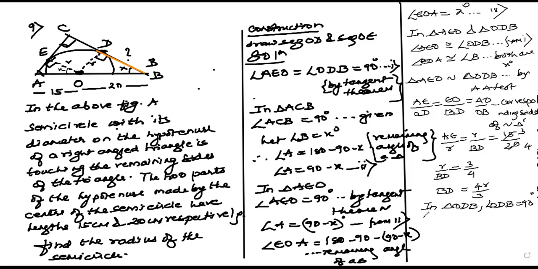Therefore, from 1 you can say, what is Pythagoras theorem, children? OB square equals OD square plus BD square. Can you see, children, by Pythagoras theorem? Please write the full form, okay? By Pythagoras theorem. Now put the values, children. 20 square equals, OD is how much, children? R square plus 4R upon 3 the whole square. I think I can easily solve this equation. And how much will I get, children?